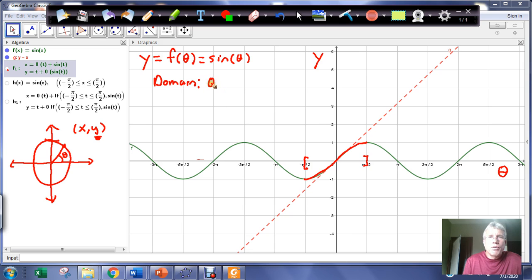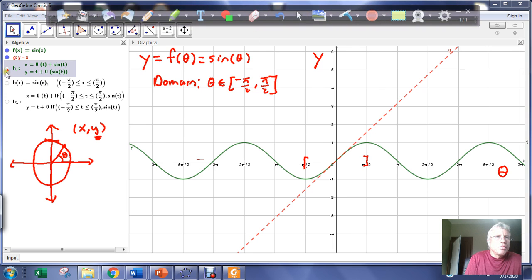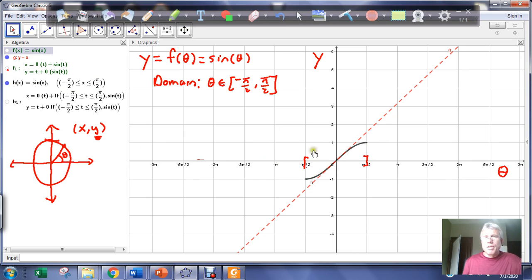Let's only allow angles to run from negative pi over 2 to pi over 2, because over that interval, our function is a one-to-one function. So if I graph the function over just that interval, right there, and get rid of the rest of the function, I have a function so that when I reflect it in the line y equals x, here's the reflection, that reflection is still a function.